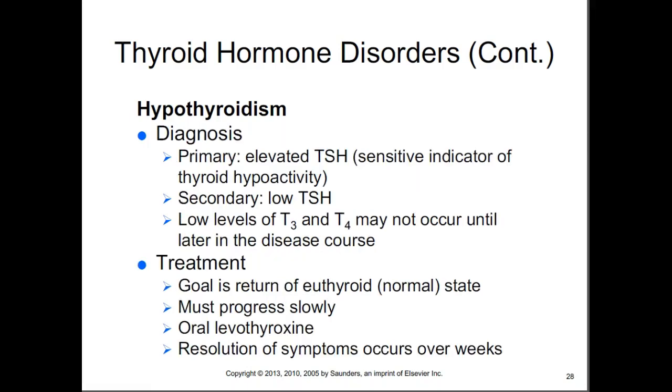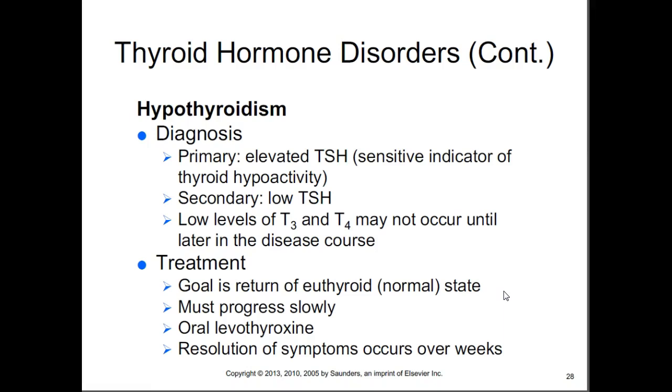Right, so obviously diagnosis is going to be based on an elevated TSH, right, which indicates thyroid hypoactivity, and in secondary hypothyroidism you would have a low TSH, depending on whether it's primary or secondary. Both will lead to low levels of T3 and T4, though that may not necessarily occur until later in the disease course. The goal is to return to the euthyroid or normal state, right? And then you're going to see oral levothyroxine, right?